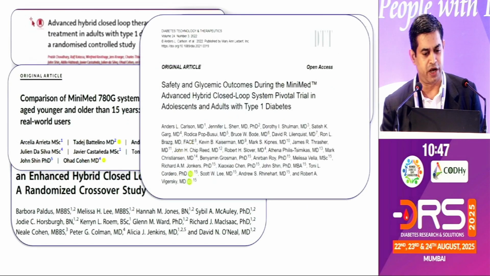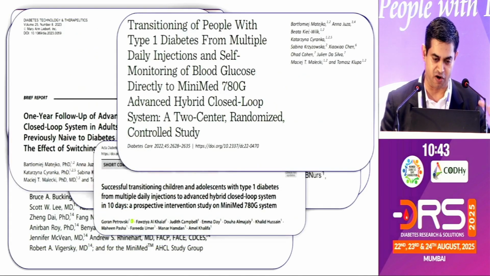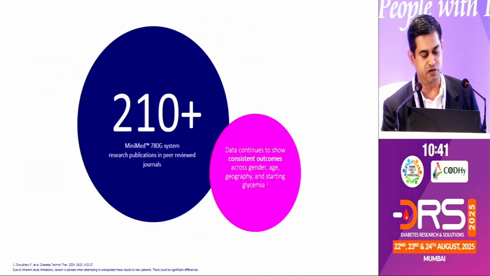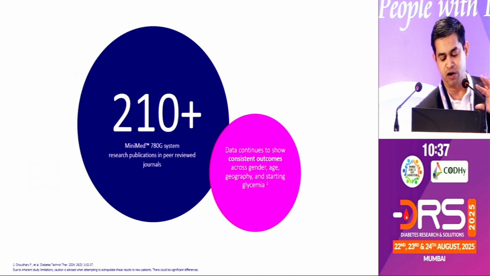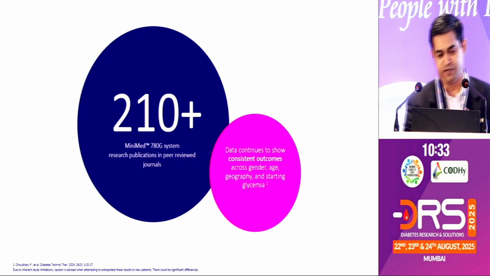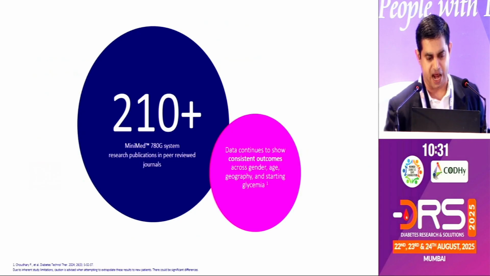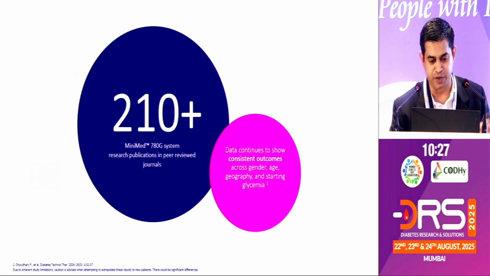In India, we have only one AID system, that is 780G from Medtronic. There are others like Control IQ from Tandem, and you have Omnipod, but they're all available in the developed markets. In India, none of them are there. And for 780G, there are currently, at present, 210 scientific publications in peer-reviewed journals.